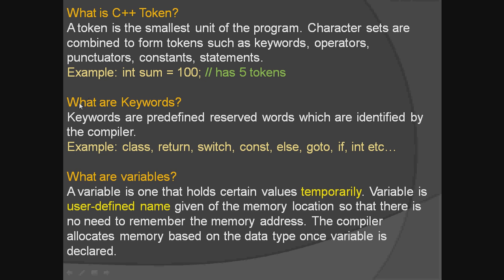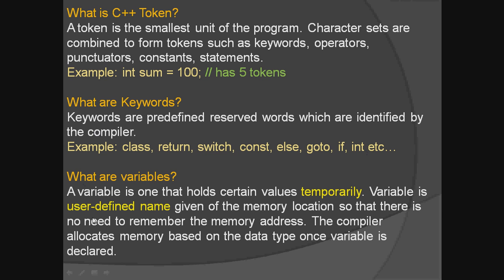So now keywords. What are keywords? Keywords are predefined reserved words which are identified by the compiler, and they are used as they are. Keywords are not user defined, they are reserved words, already predefined in the library file. So you cannot change the name of these keywords like class, return, switch, const, else, goto, if, int. There are many keywords which you'll find in your textbook. Go through all of them. You cannot change else, you cannot change goto. For int you cannot write integer in full form.